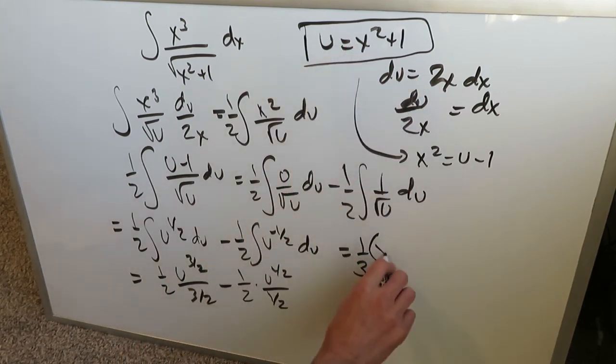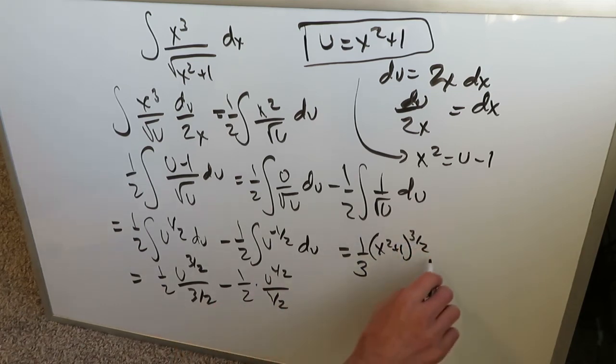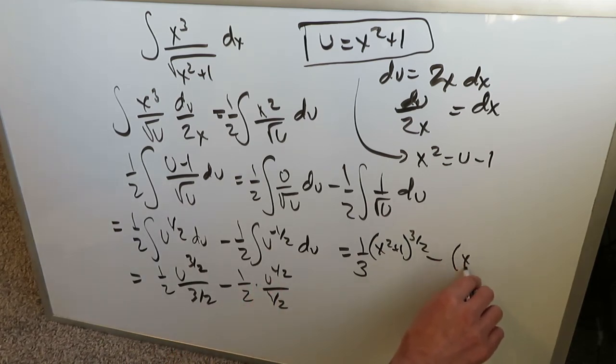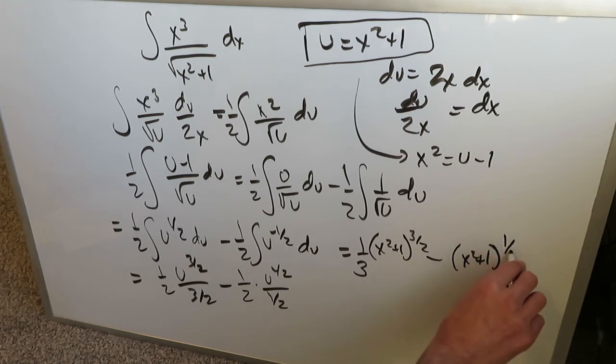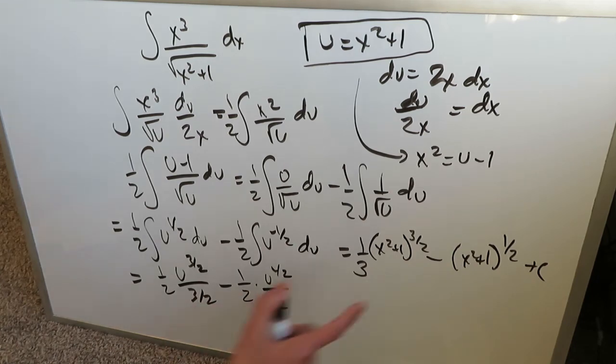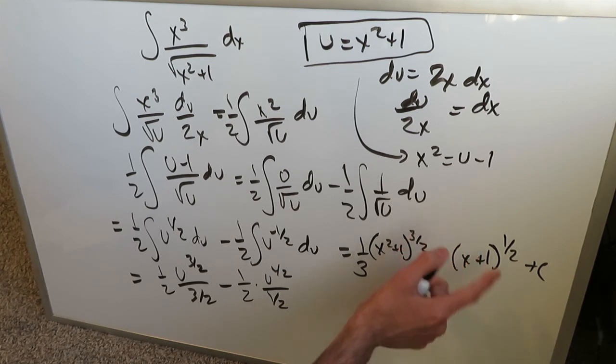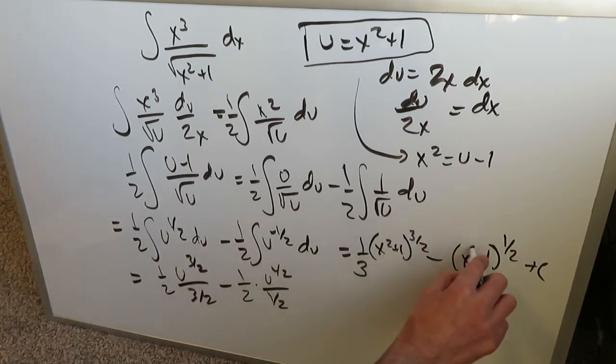U was x squared plus 1. X squared plus 1 to the power of 3 over 2 minus this 1 over 2 will flip, you'll have a 2 over 2, which is just a 1. You'll just end up with the root u, which will be x squared plus 1 to the power of 1 over 2 plus c. Here's your final answer: 1 over 3 times x squared plus 1 to the power of 3 over 2 minus x squared plus 1 to the power of 1 over 2 plus c. If you take the derivative of this entire antiderivative, you'll end up back to your original function, which will be right over here. And this question is done.